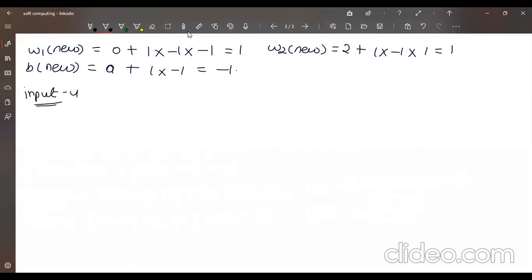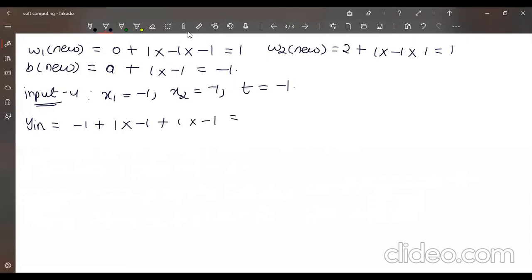For input 4, if you remember the question, we have given x1 is minus 1, x2 is minus 1, and target is also minus 1. Now let's find the input value. Y is equal to bias value minus 1 plus W1, 1, into x1, minus 1, plus W2, 1, into x2, minus 1. So minus 1 minus 1 minus 1, we will be getting minus 3.